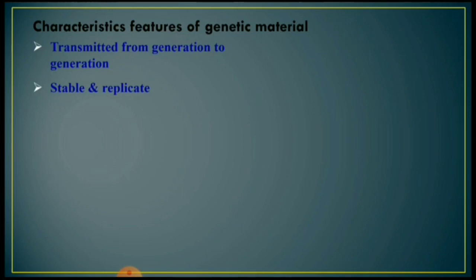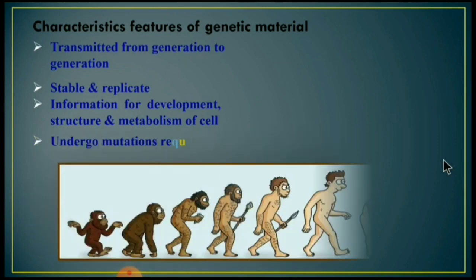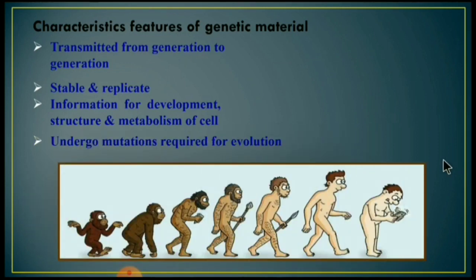At the time of cell division, what happens? The DNA or genetic material doubles or replicates. After that, cell division takes place, so that the information transmits from one generation to the other generation. The next one, the information for development, structure and metabolism of the cells. And the fourth property is that it should undergo mutations which are required for evolution, for variations and origin of new species.